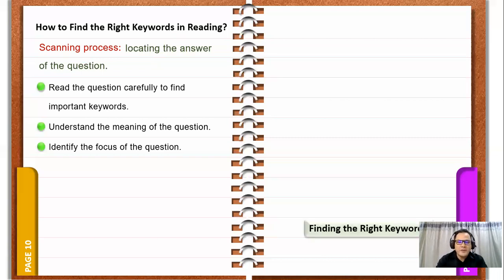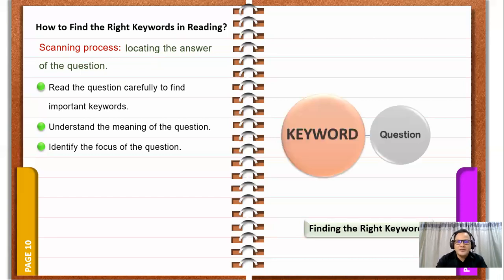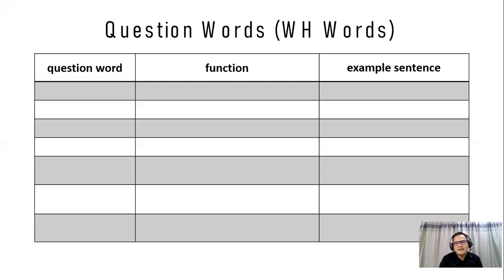Okay, so when finding the right keywords, there are two aspects here. The keyword can be found in the question as well as in the text. But we will look at the keyword in the question first. Most of the time, the keyword of a question comes in the question words itself. We usually refer to these words as the WH words, because they all share the same first letters, which are W and H.